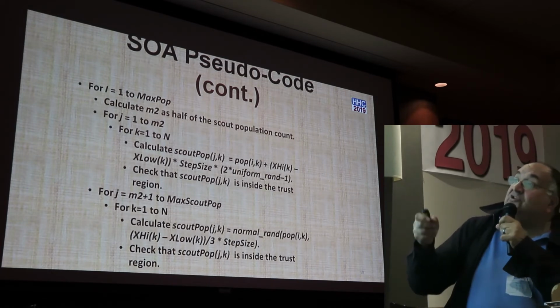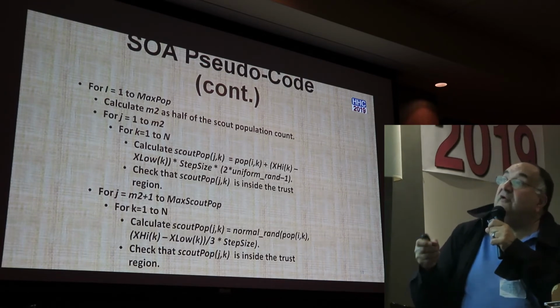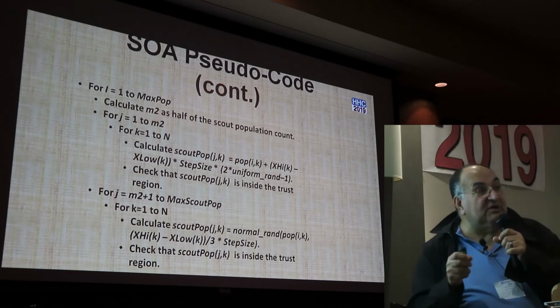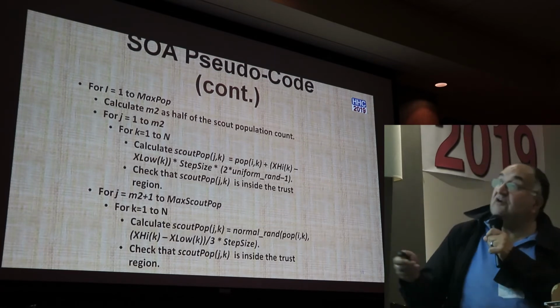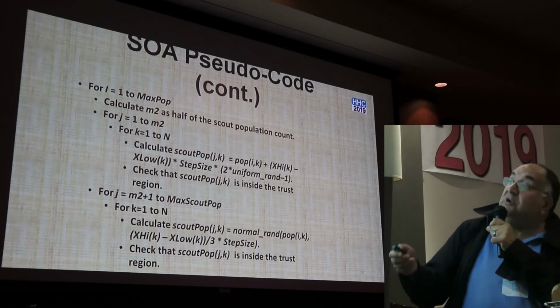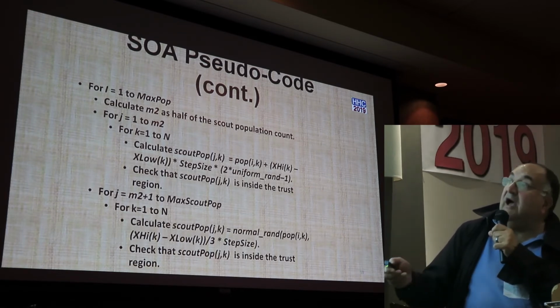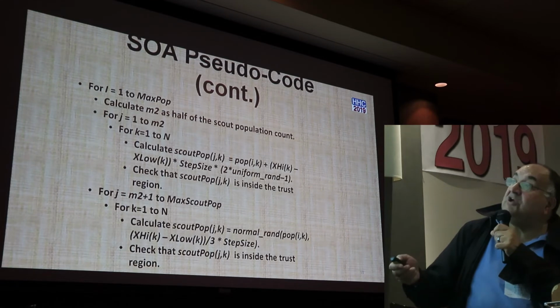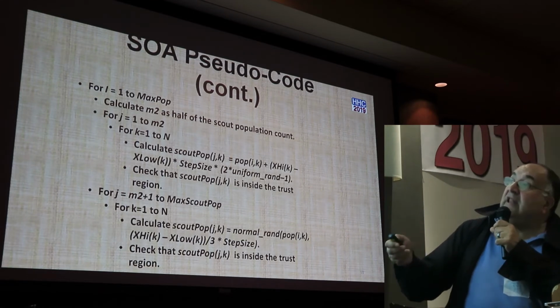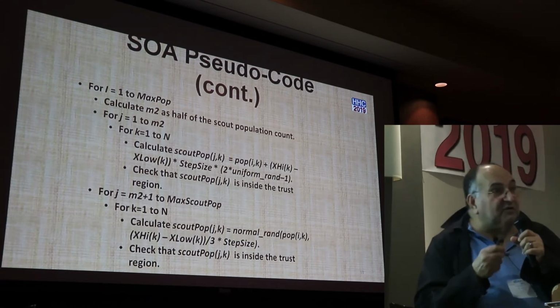And then I iterate again, now this time from 1 to the max pop. This is to deal with the location of the scouts. What I do here, I developed that as operational. I calculate M2 as half of the scout population.